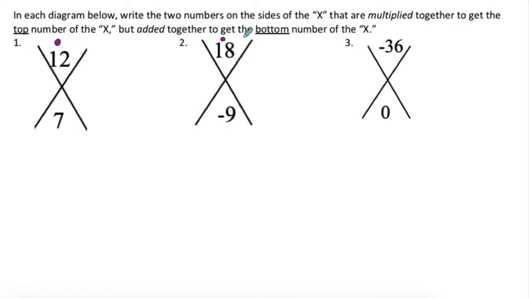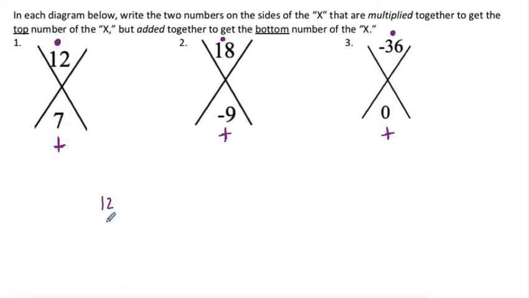So multiply to 12, multiply to 18, multiply to a -36. But added together, get the bottom number. So plus here, plus here, plus here. So I'm trying to come up with 2 numbers that multiply to 12 but add to 7. Multiply to 12 and add to 7.